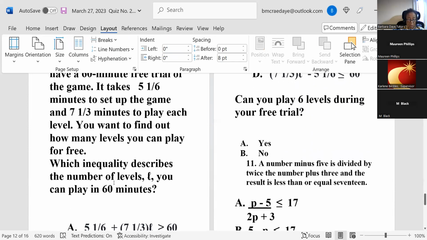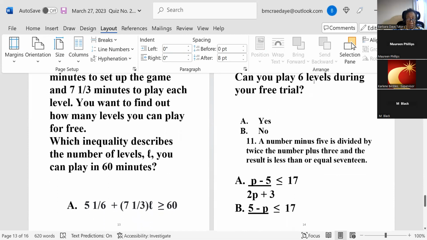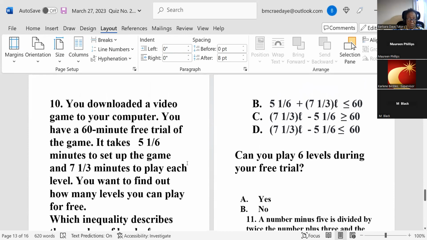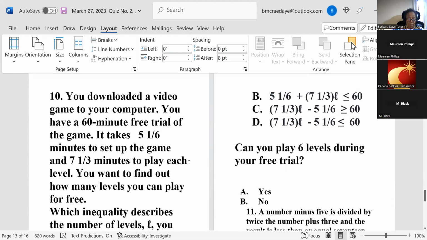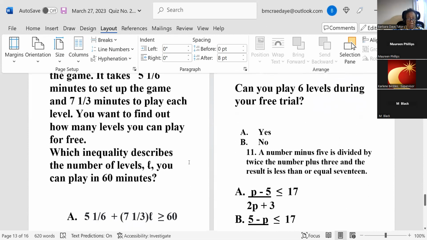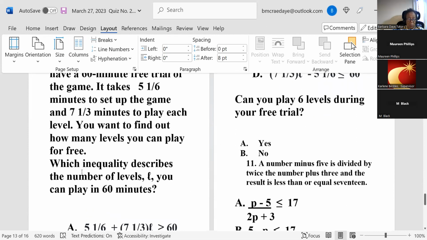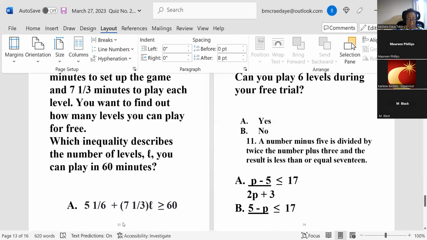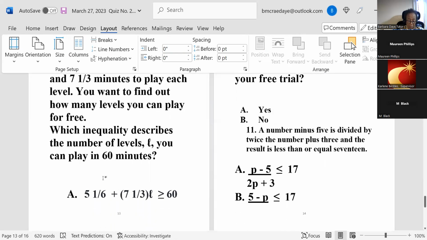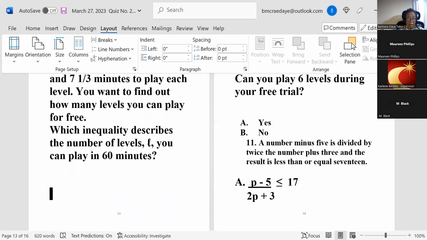Which inequality describes the number of levels L you can play in 60 minutes. And then the second answer, can you play 6 levels during your free trial? So there were two answers. So we go again now. There were two answers for number 10. One was the inequality, and you select the choice. Okay, let me just put this here. And the other one was, can you play 6 levels during your free trial?